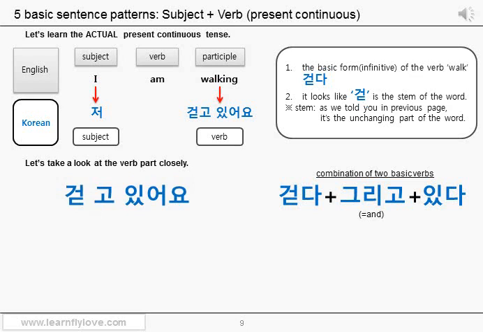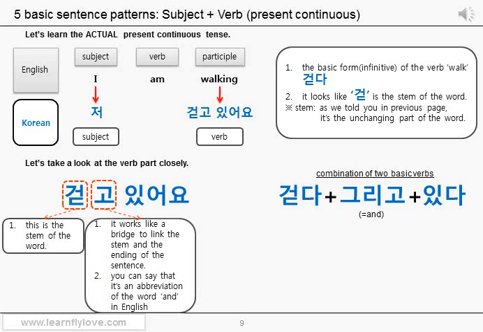We are explaining this because even though there are irregular change things and exceptions, pretty much the same thing applies to most of the verbs and adjectives, so no harm to learn about it. Okay? Let's see the present continuous form again. 걷고 있어요. Let's break it down a little bit. The first part, 걷, seems to be the stem of the basic form of the verb. The second part, 고, works like a bridge to link the stem and the ending. You can say that it's an abbreviation of the conjunction and in English.